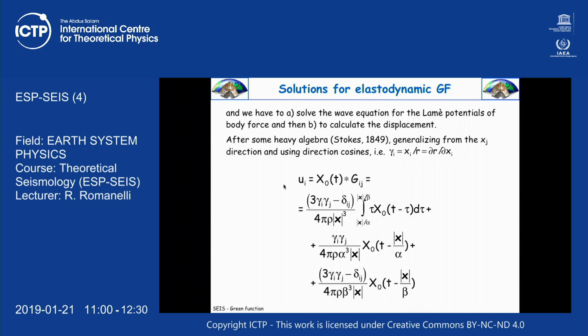What is this? Well, first of all, x0 is not important. x0 is the time function that we apply in that point. It could be a delta. If it is a delta, convolution of a delta, it's just the Green's function. Okay? So x0 is not important here. If you take a delta, it will be a delta. Good. What is ui? ui is the component, it's the vector of displacement, x, y, z, given a force in j. Okay?